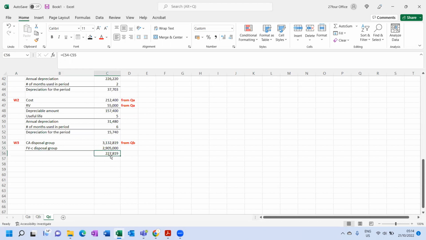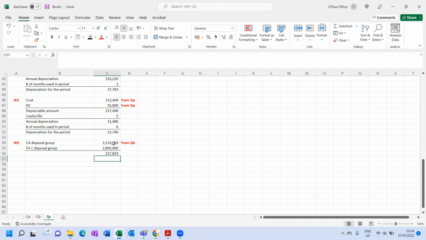So therefore, an impairment has to take place. This impairment will be allocated between the machine and the land. Okay, so just take note of that. This will be split between the machine and the land. You don't split it with the inventory because the inventory does not fall within the scope of IAS 36.